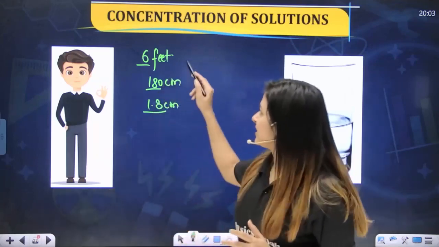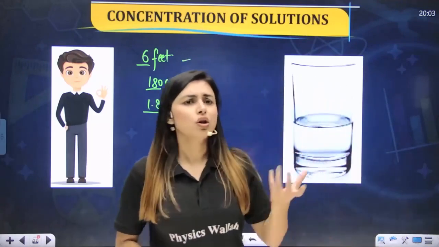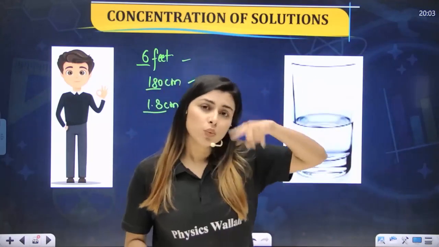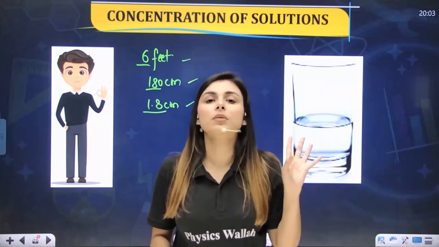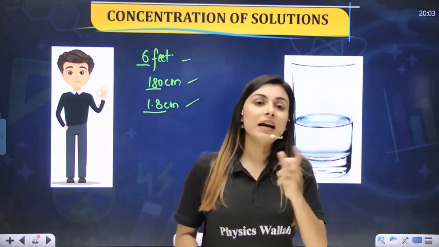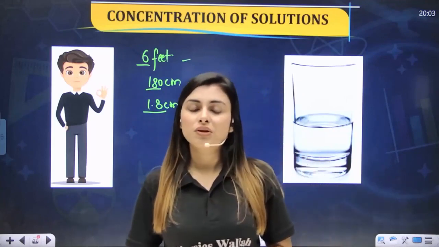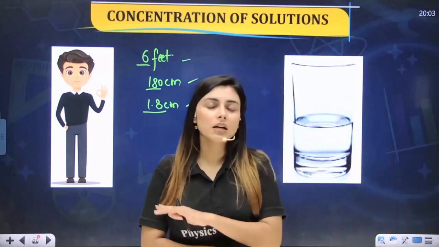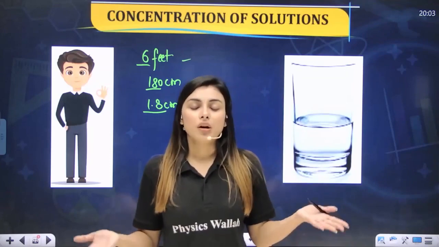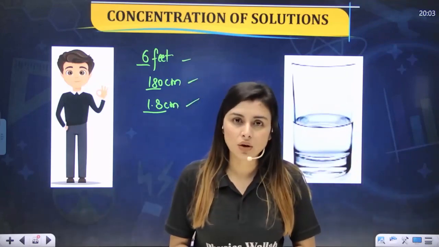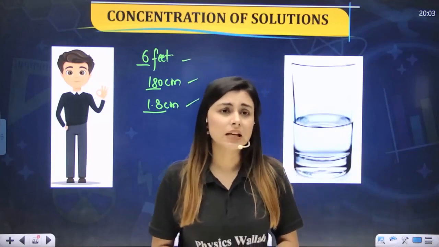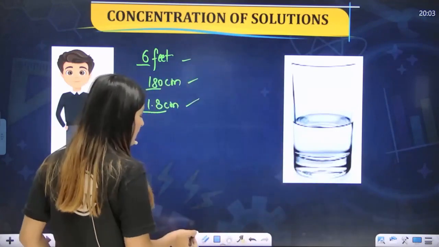In this way, units change just like these units changed. So the numerical value will change, but will the concentration of the solution change? No, the concentration will remain same. And that is how you define the concentration terms. Concentration terms are nothing but a different way of telling you how much solute is dissolved in how much solvent. Right? Yes. Let's understand it even better.